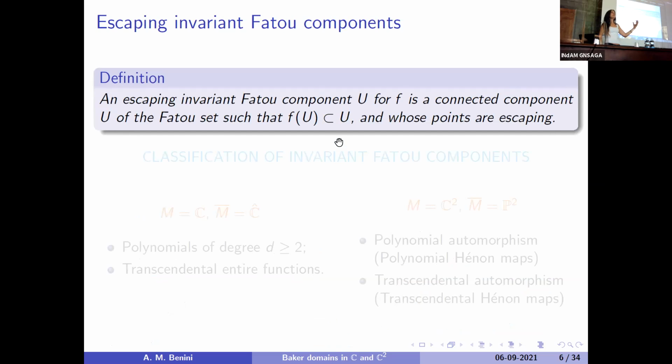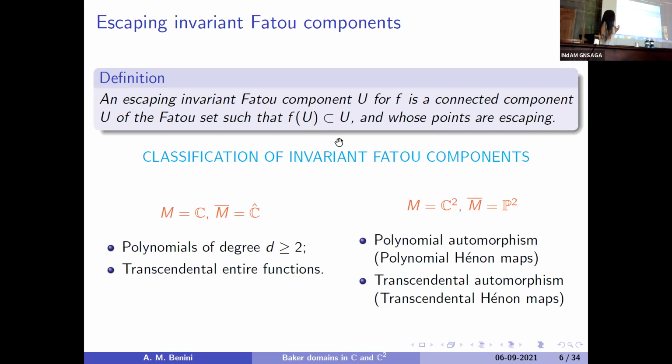So we are ready to understand the title. What is an escaping invariant Fatou component? An escaping invariant Fatou component is a connected component of this stable set, this Fatou set, which is invariant, which is a complicated way to say that f of your Fatou component is contained in your Fatou component, and the points are escaping. It maps inside itself under your function, but while mapping inside itself, everybody moves towards the boundary of the Fatou component, and more specifically, the boundary of the Fatou component is contained in this line at infinity, which is the boundary of this space.